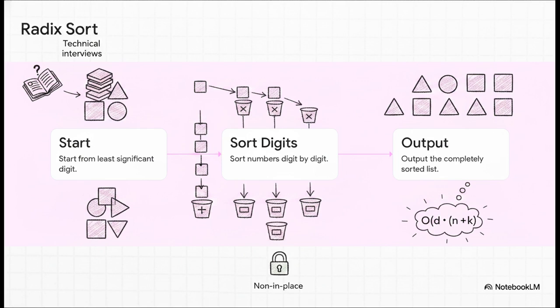Building on that non-comparison concept, we have radix sort. It takes things further by sorting numbers digit by digit, starting right from the least significant digit. It's a stable algorithm with a time complexity of O of d times the quantity n plus k, where d is the number of digits. This makes it absolutely exceptional for sorting large numbers or strings, though, just like counting sort, it's not in place.